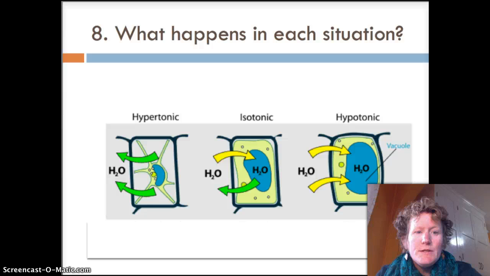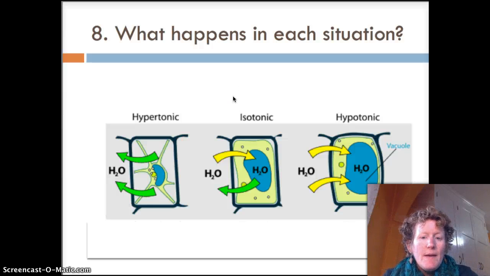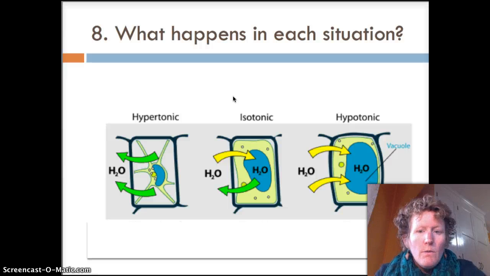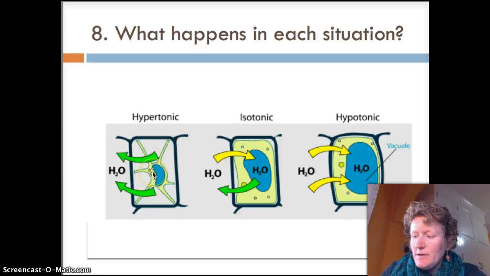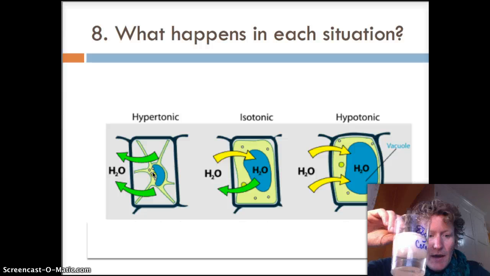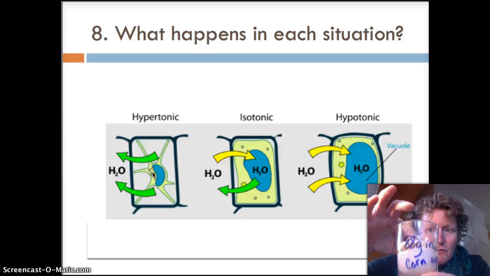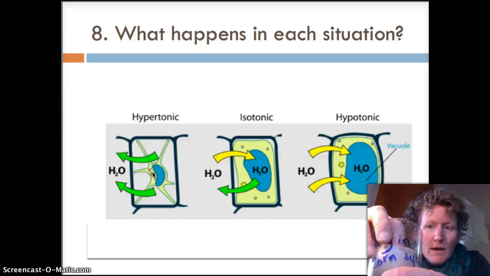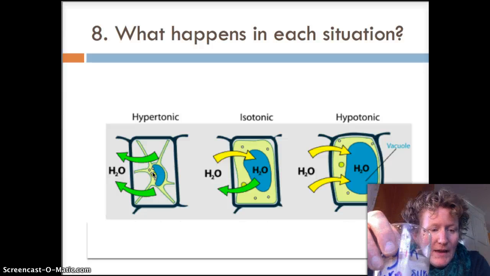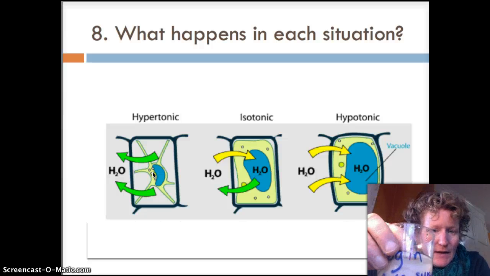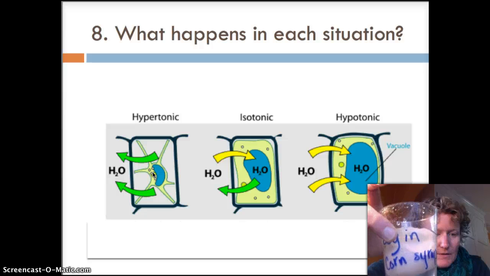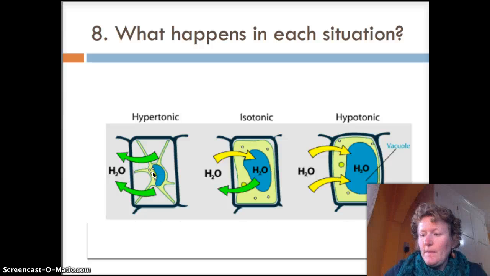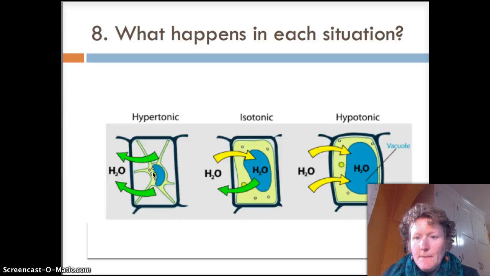So at this point, question 8 on your lab sheet should be pretty easy to answer. What's happening in each situation? Well, the hypertonic situation is the corn syrup. The egg got smaller, it's kind of wrinkly, and you can see that water left because it's not even filling the sort of cell membrane that it was in.